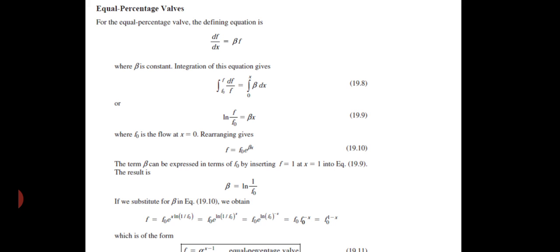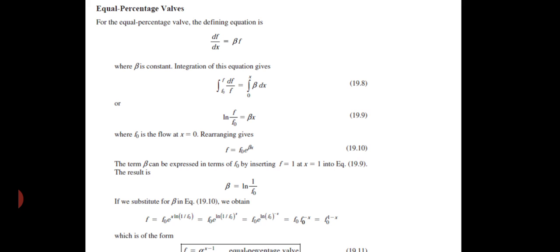It means df by dx is equal to a constant multiplied by f, right? So with the help of this, you can take the small f to the denominator, and we transfer the dx to the right hand side.